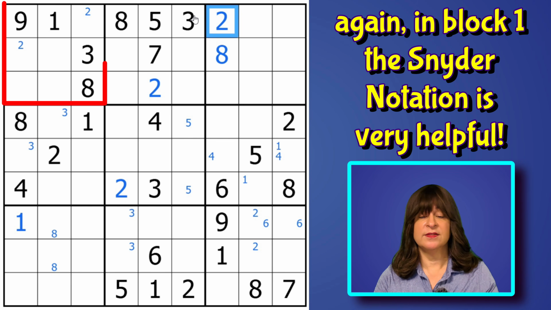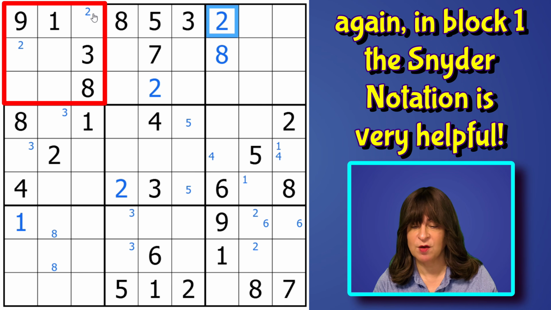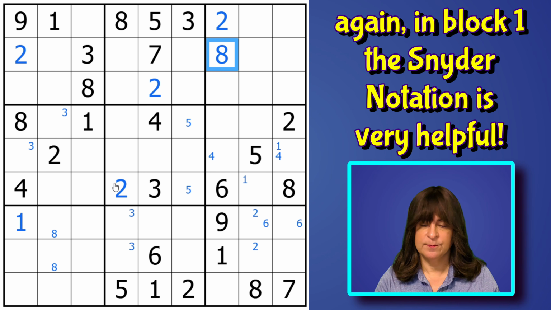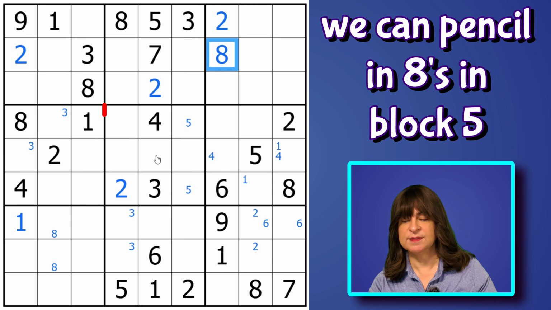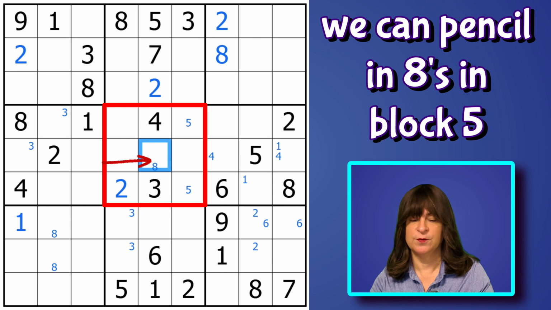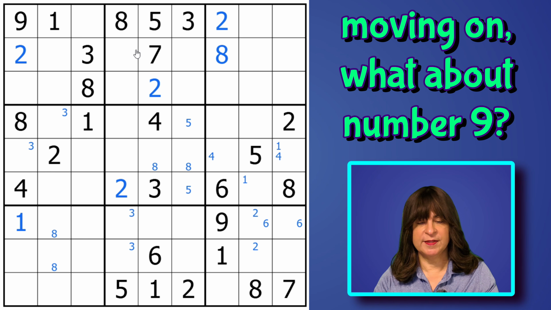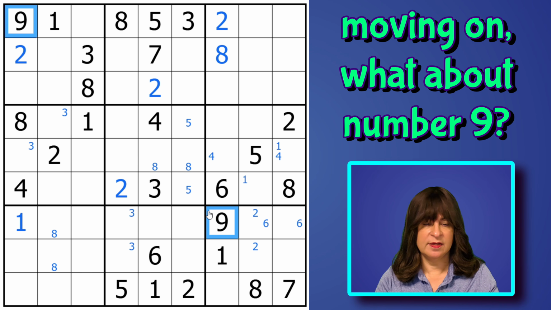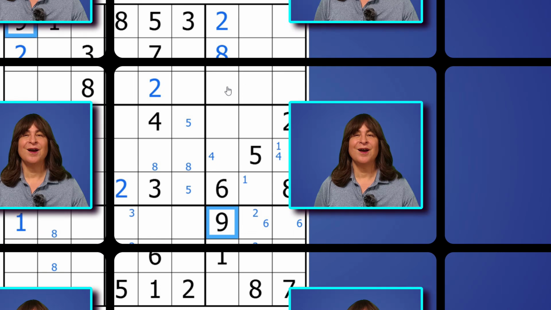And look, again, the Snyder notation is paying off in block 1. This can't be a 2, so this has to be a 2. And let's see, I can pencil in 8s in block 5 here and here. Okay, what about the number 9? It looks like there are 2 9s given, and that's not very helpful.